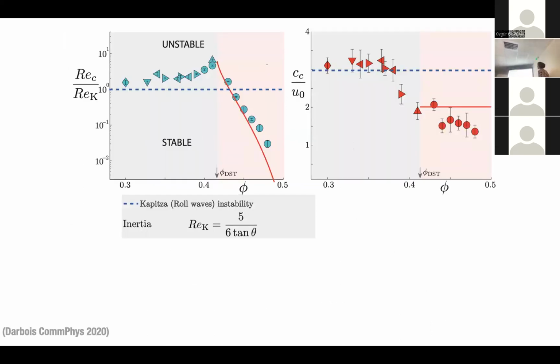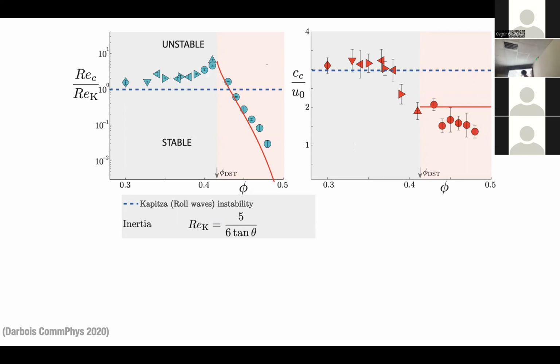Okay, so what do we find in the experiments? We measured systematically the onset Reynolds number for the emergence of the waves as a function of the volume fraction, and we also measured the speed of the waves. And what we find in the gray region, when the volume fraction is low and the rheology is close to Newtonian, is that we also see waves, but these are the classical Kapitza inertial waves that emerge above the Kapitza criterion, which is a critical Reynolds number, the blue dashed line here. And you see it works not so bad with the data.